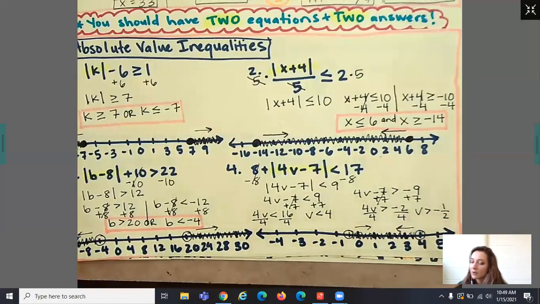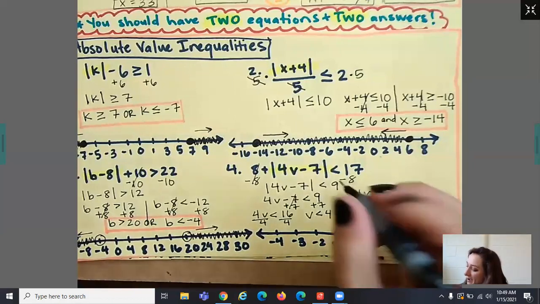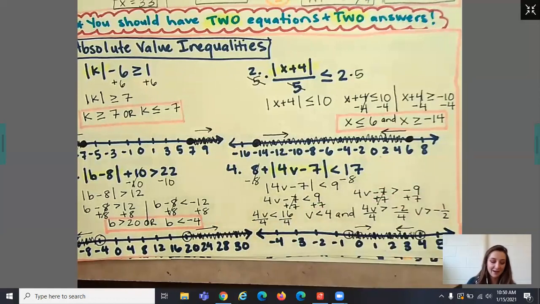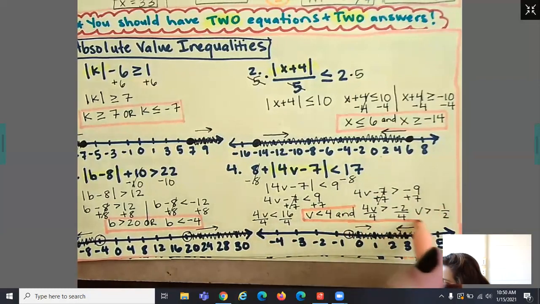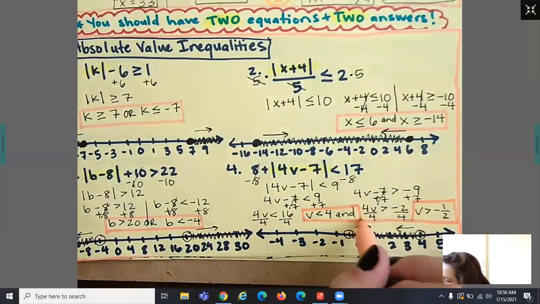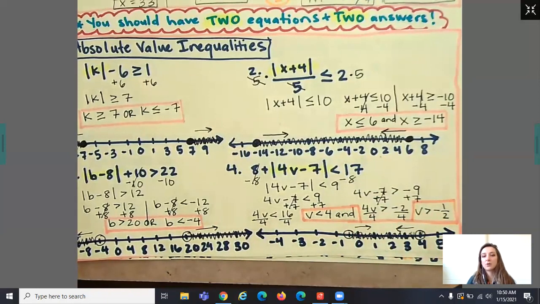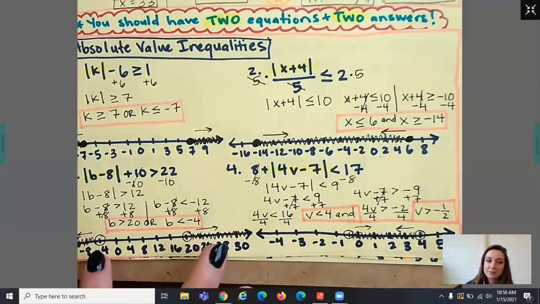Whenever we're shading between, that means there's an and. I ran out of room a little bit, but I'm going to write and right here, and box what I actually want the answer to be. So our answer is b is less than 4 and b is greater than negative 1/2. The reason there's an and is because these two things are in the same area. You can't be greater than 20 and less than negative 4, so that's why there's an or in those problems and an and in these.